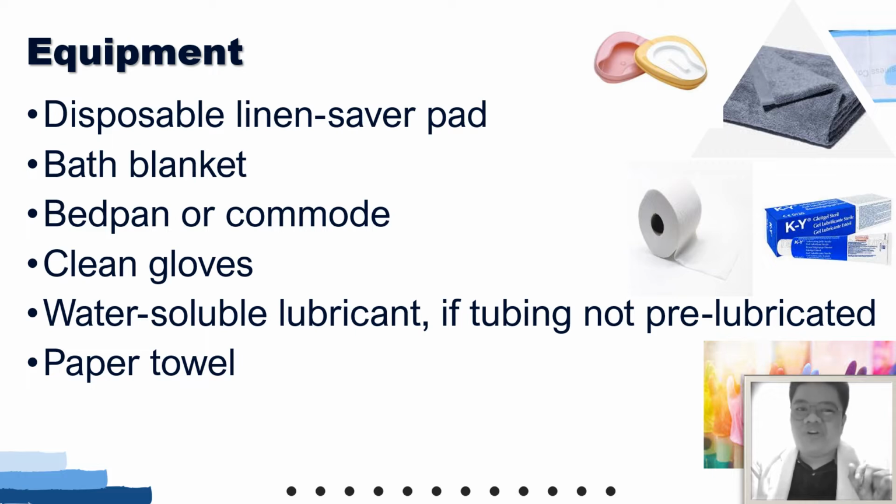Now, you have your disposable linen saver pad, then you have your bath blanket, then you have your bedpan or commode, then you will have your clean gloves. Then you will have your water-soluble lubricant if tubing is not pre-lubricated, and then you will have your paper towel. So these are the things that you need to prepare.